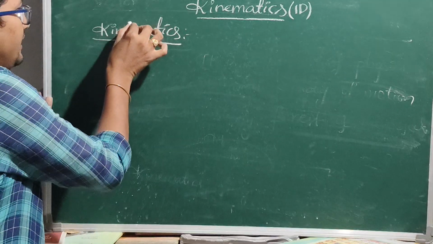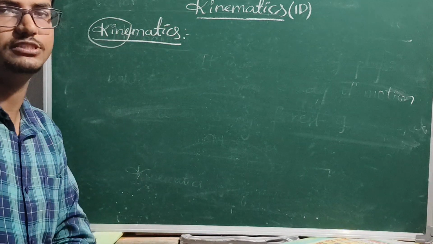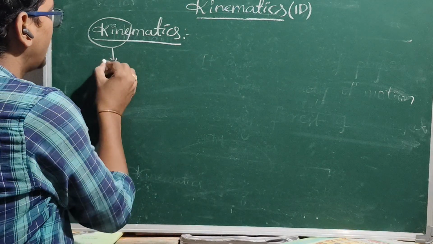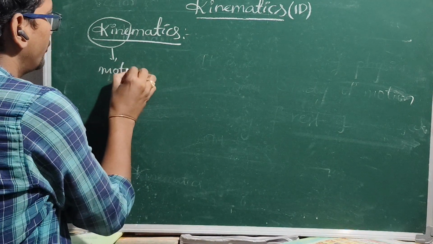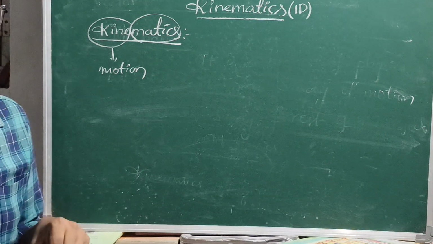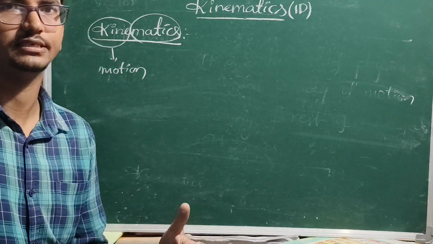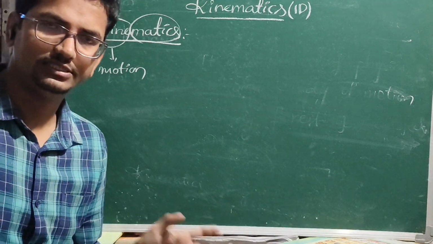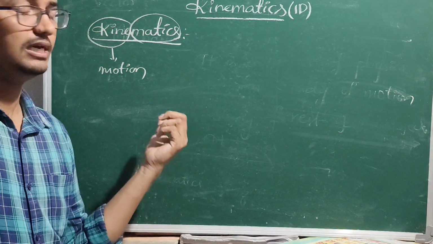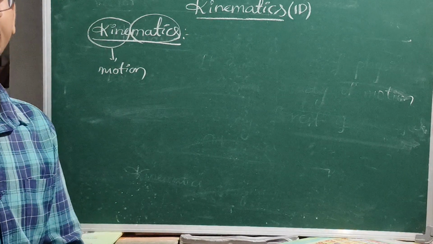Kinematics: kine is a Greek word which means motion in English. Kinematics is the calculation part. When the body is in motion, we calculate the initial velocity, the final velocity, the acceleration, and how much displacement is covered by the body. Everything will be studied in kinematics.